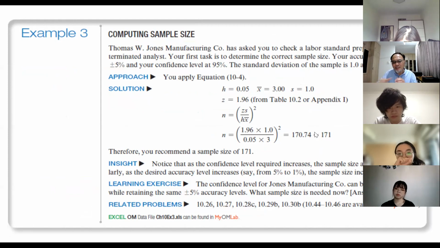So you need to take 171. If you have taken 10, you need to take another 161 in total. Whatever you have taken is already considered data. If you have taken 5, you need to take another 166. So that's the total number of samples required.